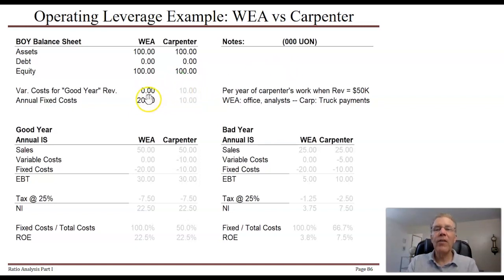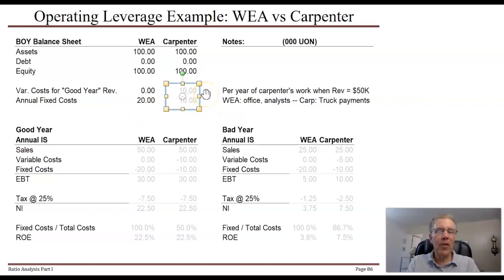So West End Advisors basically has no variable costs. The costs that we have are we have to pay analysts, and we have to pay rent, and we have to pay for software subscriptions, and we have to renew our laptops every couple of years. And we have to do that whether we have a little bit of money under management or a lot of money under management. So all of our costs pretty much are fixed costs. So let's say 20,000 a year.